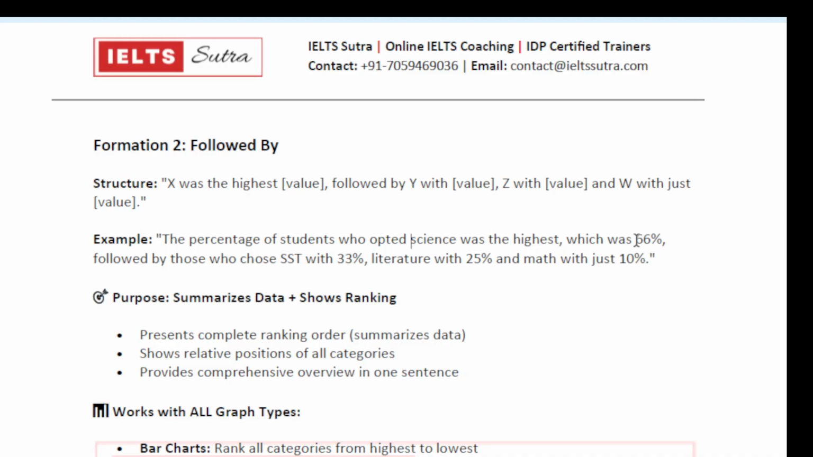So the percentage of students who opted science was the highest, which was 66%, followed by, now, this figure of 66% was followed by those who chose SST with 33%, literature with 25%, and maths with just 10%. So here you are mentioning the highest point, then making a list of all the values that follow it, like the second highest, third highest, and so on. This will help you mention multiple figures in very few words. The purpose of this formation is to summarize the data and present a list in the form of ranking, right?